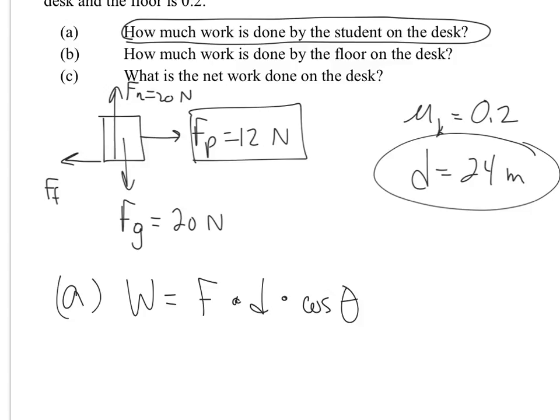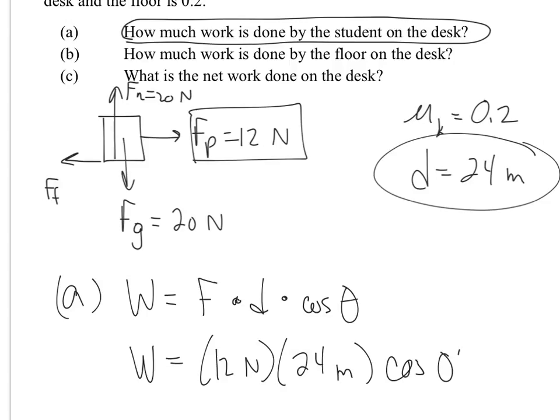Okay, there's our formula. What's the angle in this problem? 0. Why? Because there is no angle. Thank you, but give me more of a reason. Because it doesn't say the student is pushing at an angle of whatever. It just says horizontal. Thank you, there it is. It says a student pushes with a horizontal force.